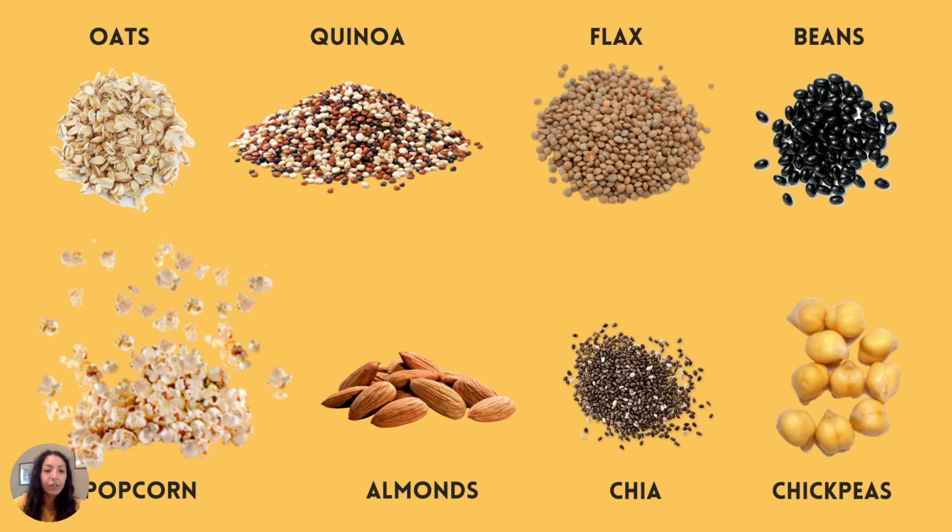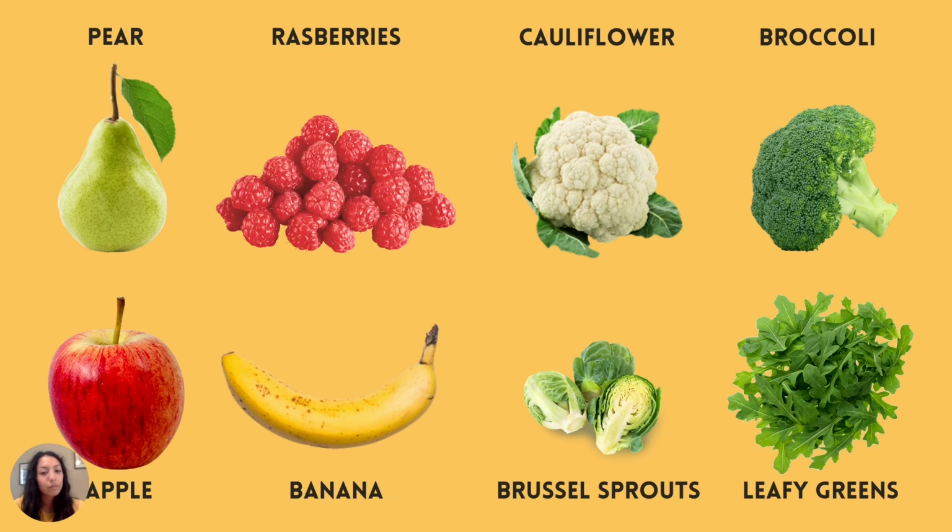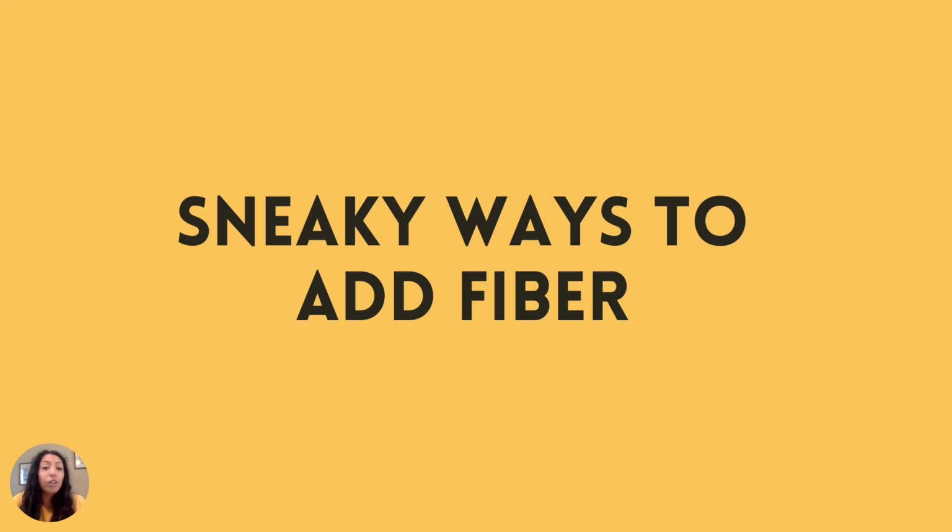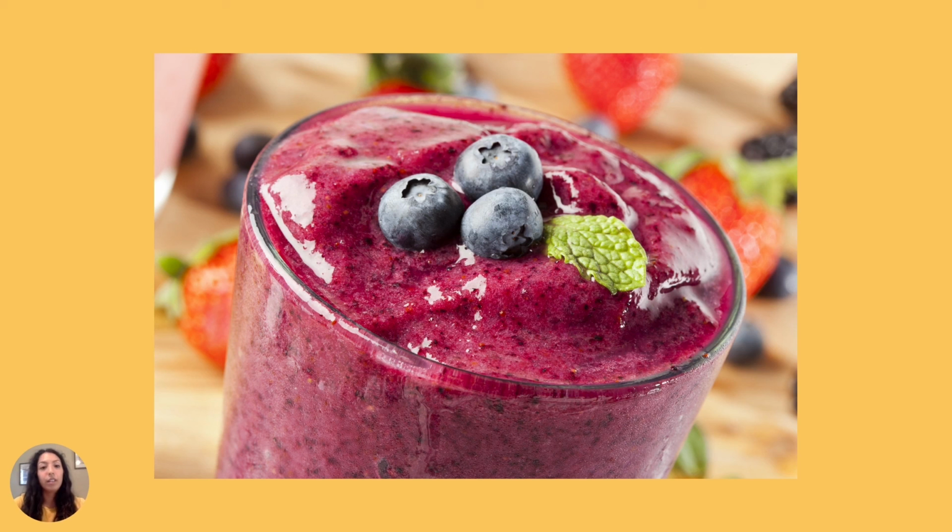So here's some examples of foods that are higher in fiber. These include oats, quinoa, flaxseed, beans, popcorn, almonds, chia seeds, chickpeas, as well as pears, raspberries, cauliflower, broccoli, apples, bananas, Brussels sprouts, and leafy greens. And you can also get creative. Find sneaky ways to add it. Maybe you can add chia seeds or flax seeds to the smoothie, or even start making a smoothie here and there to increase the fruit you're eating, which will ultimately increase the fiber that you're eating.